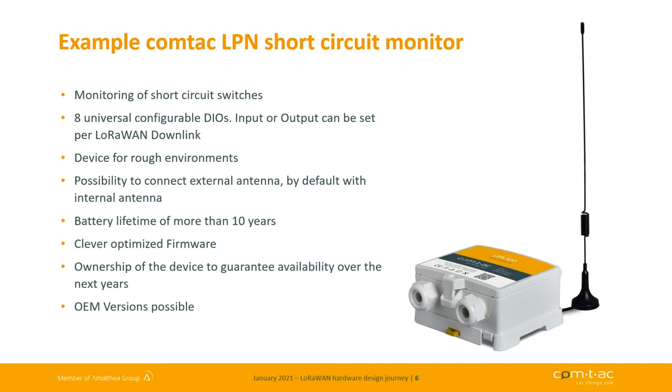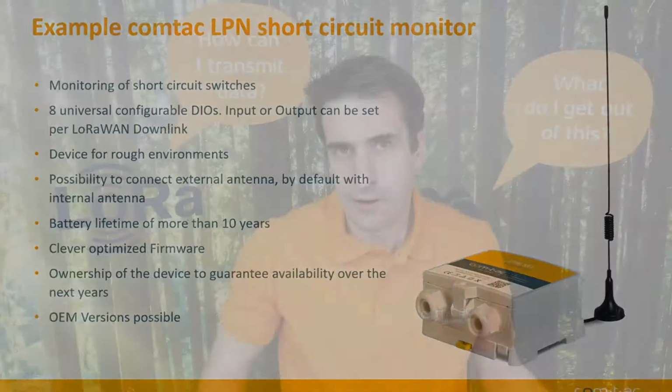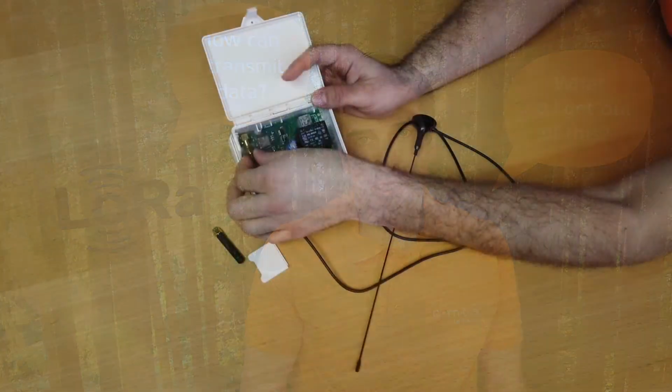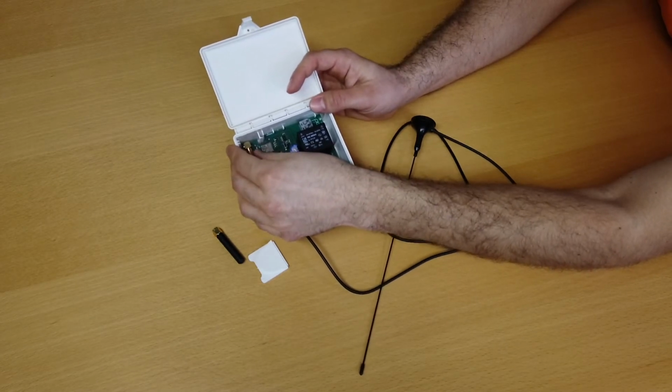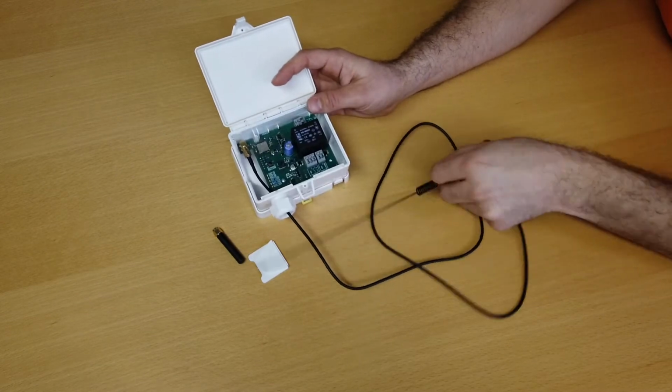We call it a short circuit monitor because one application is to monitor transformer stations which have a short circuit switch in them, and they typically have outputs so that you can reset the switch remotely. For that you have the possibility to change: for example, you can use 6 as inputs and 2 as outputs to reset the switches in the field. And that's pretty cool. And even the antenna, we have an inside antenna with an SMA connector, and there you can connect an external antenna if you don't have coverage in the field.